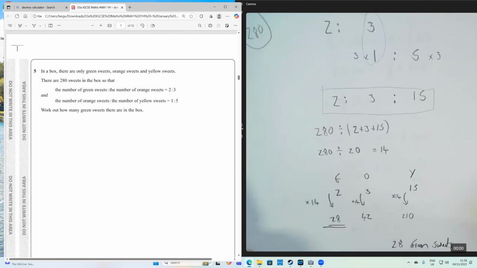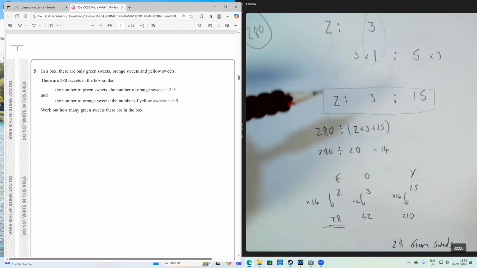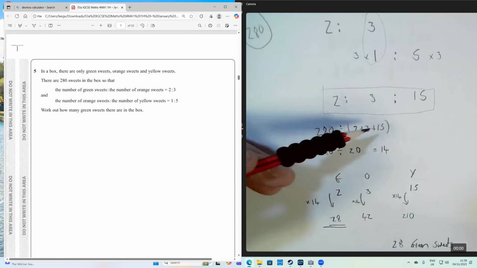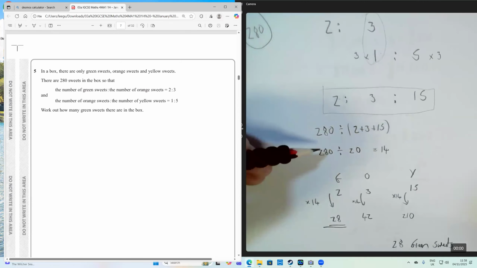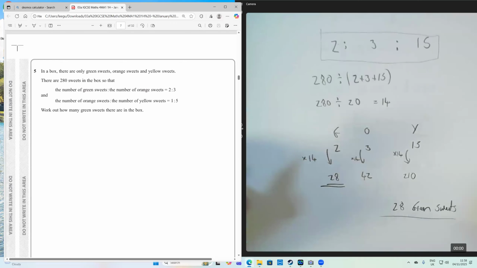So now what we need to do is to work out how many green sweets there are. We just need to divide the 280 sweets in this ratio. So we add 2, add 3, add 15 gives us 20. 280 divided by 20 is 14. So we times each of those ratios by 14 to find out how many sweets there are of each colour. And 2 times 14 is 28. So there are 28 green sweets.